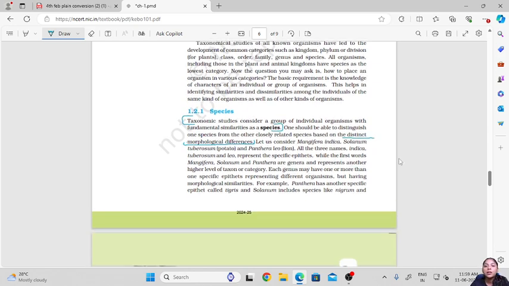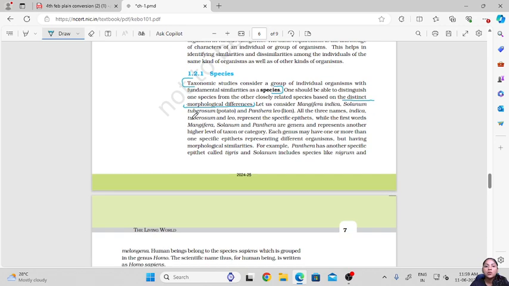For example, Mangifera indica, Solanum tuberosum, that is potato, and Panthera leo. All the three names indicate indica, tuberosum and leo. These are the specific epithets of the scientific name, while the first ones are the genera, that is another higher level of taxon or category. Each genus may have one or more specific epithets representing different organisms.